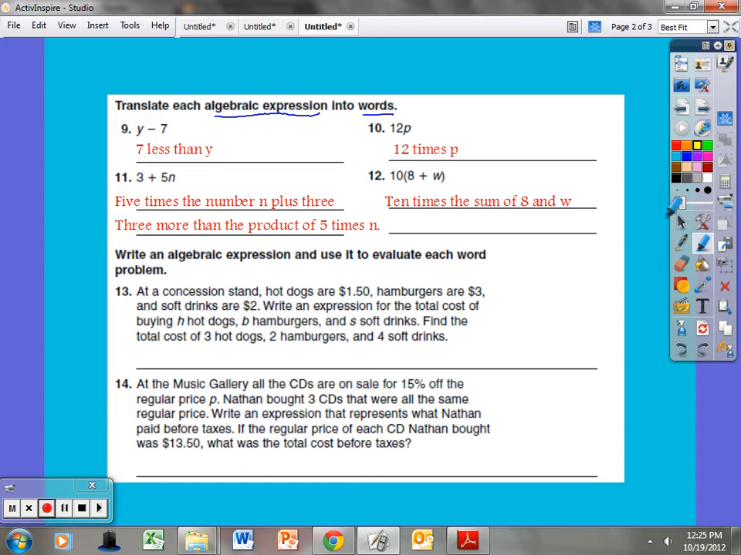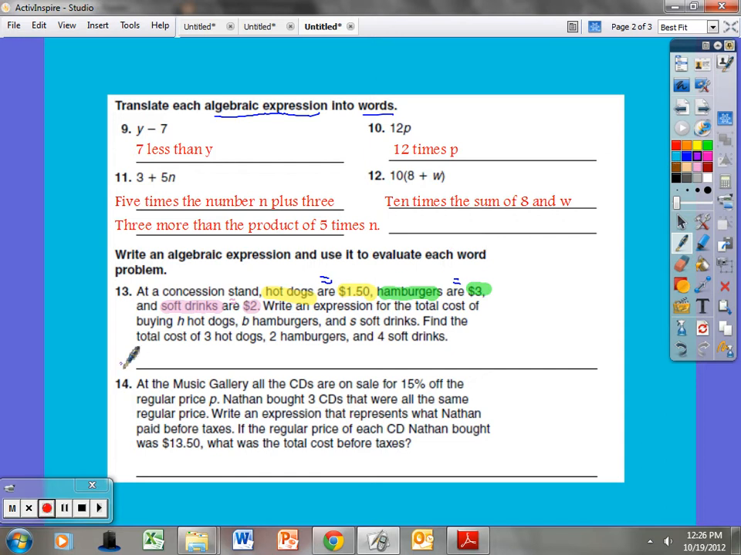So, going back to this problem, hot dogs equal $1.50 each. Hamburgers are $3, or we could say hamburgers equal $3 a piece. I can also go soft drinks. Soft drinks equal $2 a piece. So I have to write an expression. There's going to be no equal sign here.